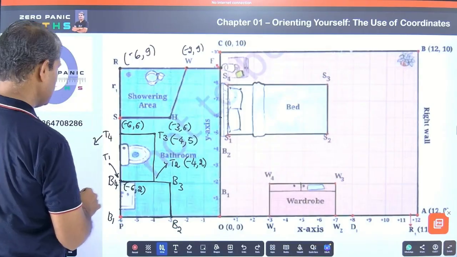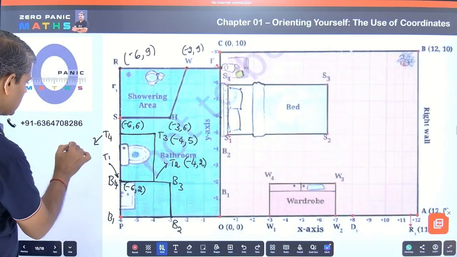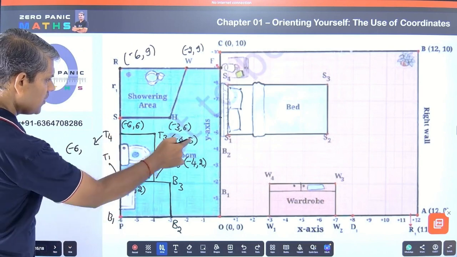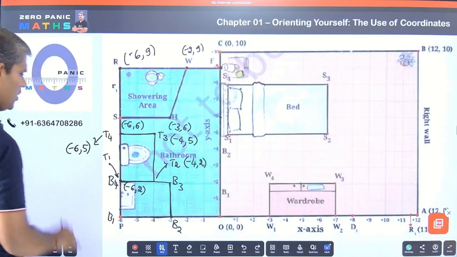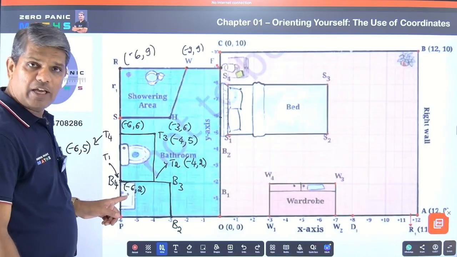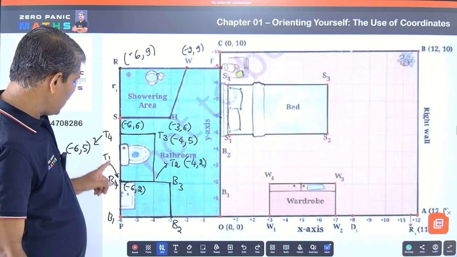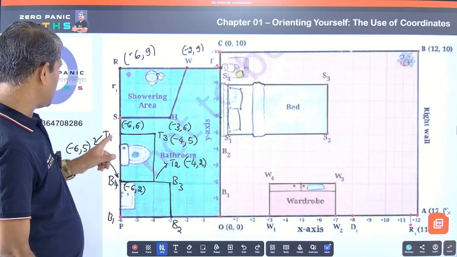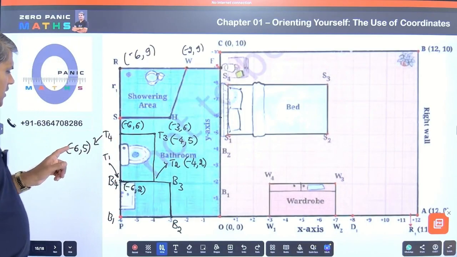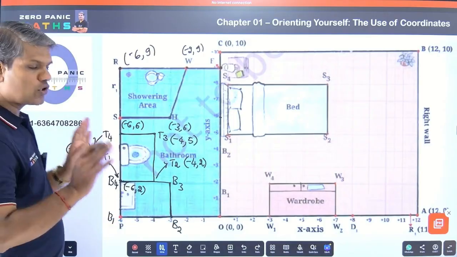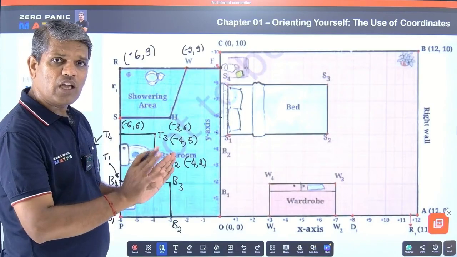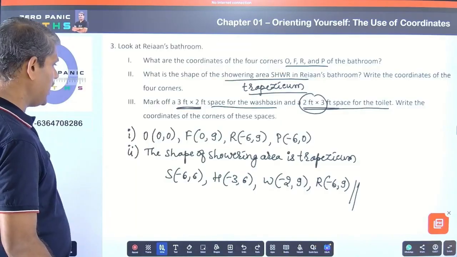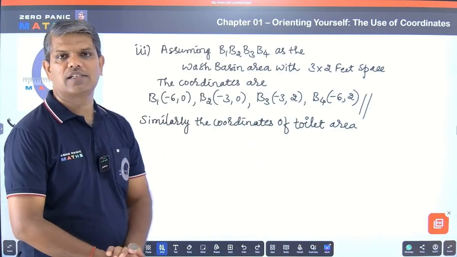Let me write it here. What is T4? Minus 6, and this is 5, minus 6, 5. So make a note of this: T1 is minus 6, 2; T2 is minus 4, 2; T3 is minus 4, 5; and T4 finally is minus 6, 5. Stop the video here itself. Mark all these points, make a note of this and write it as an answer here.